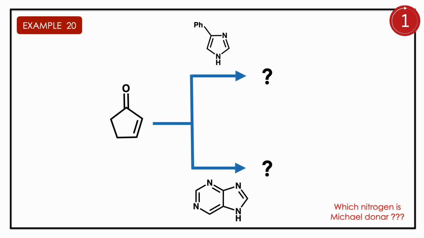Then the next example, you have alpha, beta unsaturated cyclopentanone. Here you have two different Michael donors. One is with a 5 member ring, another with a 5 member and 6 member fused system. You should find what will be the final product.